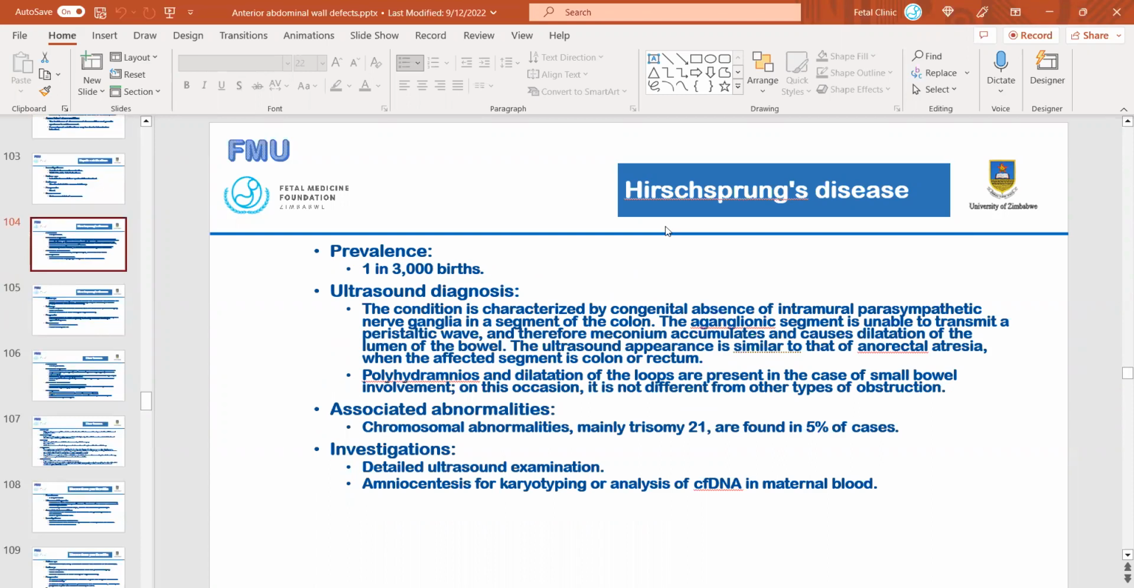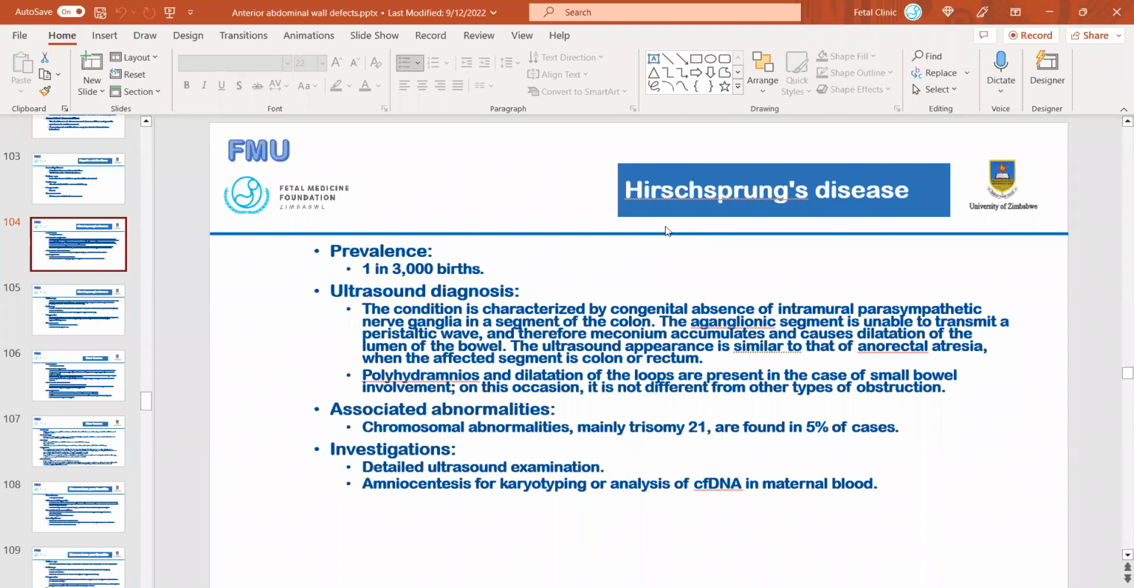Hirschsprung's disease, 1 in 3,000 is the prevalence. The condition is characterized by congenital absence of intramural parasympathetic nerve ganglia in a segment of the colon. The aganglionic segment is unable to transmit a peristaltic wave, and therefore meconium accumulates and causes dilatation of the lumen of the bowel. The ultrasound appearance is similar to that of anorectal atresia when the affected segment is colon or rectum. Babies present with polyhydramnios, and dilation of the loops is present in cases of small bowel involvement.